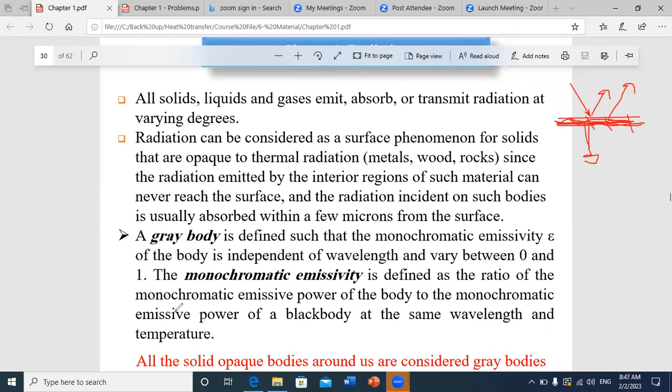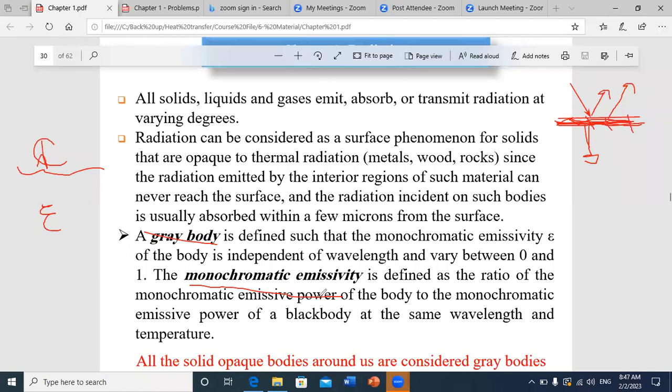And a gray body is defined such that the monochromatic emissivity epsilon is independent of the wavelength. What do we mean by this? We discussed that we have a range of wavelengths. A gray body is a body that will have the same emissivity epsilon, whatever the wavelength is. So its emissivity will not depend on the wavelength. This is why we call it monochromatic emissivity. So this means that it will be the same for any value of lambda. So this is called a gray body. Mainly the gray body can have an emissivity between 0 and 1.